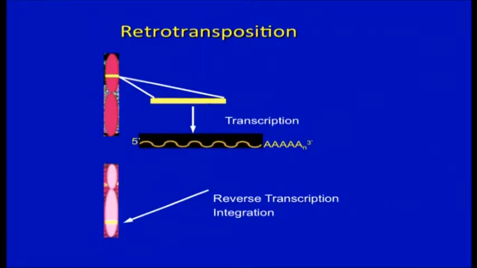So retrotransposition is the process by which a region of the genome, an element, is transcribed into RNA. This RNA is reverse transcribed and integrated into a new site in the genome. So this is a duplicative process. We go from one copy to two copies.